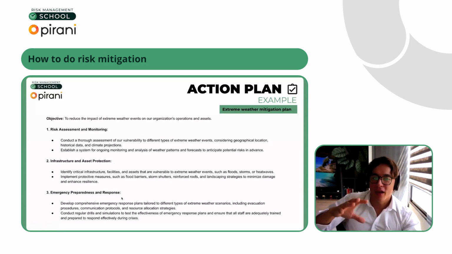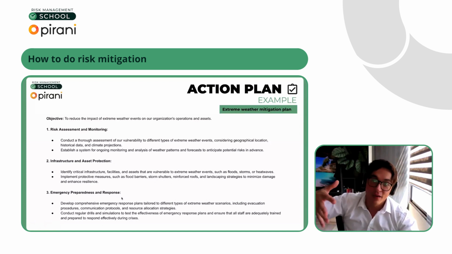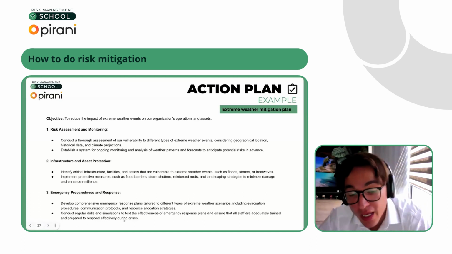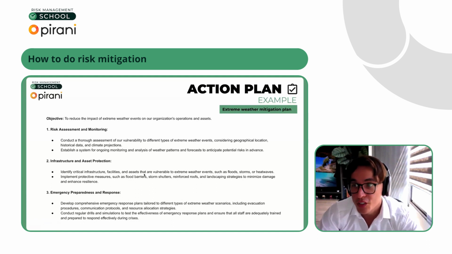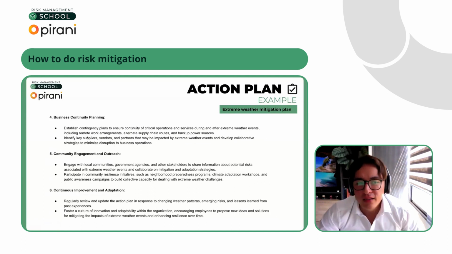So look, the last ones were more preventive. Now it's like in the actual event happening: develop comprehensive emergency response plans tailored to different types of extreme weather scenarios, conduct regular drills and simulations to test the effectiveness of emergency response. 4, business continuity planning, establish a contingency plan to ensure continuity of critical operations.